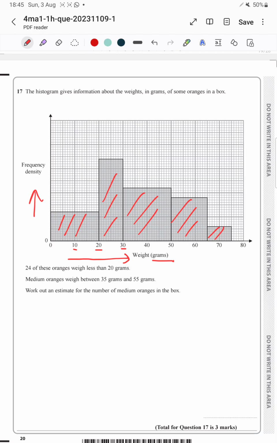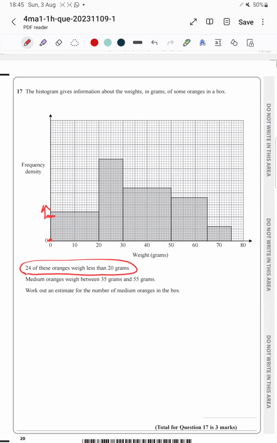So what is given here: 24 of these oranges weigh less than 20 grams. Now one very important thing here, because on the frequency density side we have not been given any table values, so we don't know how much one jump from here to here is equal to. That is the most important thing for us to evaluate first, and for that we have been given this very important piece of information: 24 of these oranges weigh less than 20 grams.